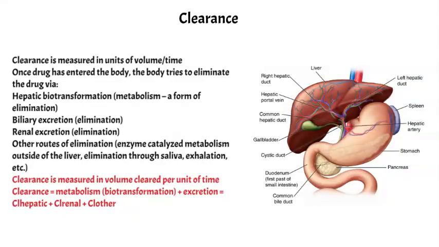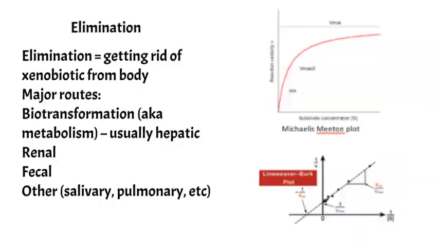Clearance is measured in units of volume of fluid cleared per unit of time. It's a summation of clearance through all routes, hepatic plus renal plus other. Biotransformation, which is metabolic modification of the drug molecule usually done by the liver, is a form of elimination. Elimination equals biotransformation plus excretion.